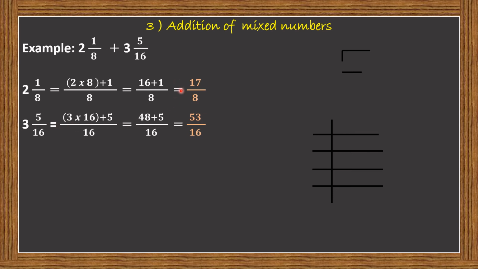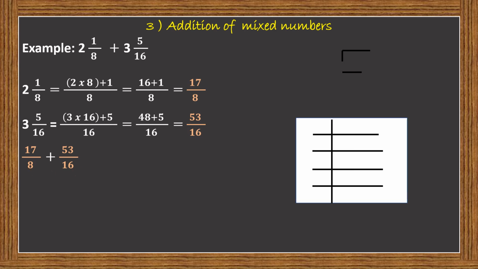Now this 17 upon 8 and 53 upon 16 we have to add. So let's arrange these numbers again. So it looks like this, 17 upon 8 plus 53 upon 16. Now we are adding these two numbers. We have to check first of all whether they are like or unlike. As the denominators 8 and 16 are different, these are unlike. So we have to make them like so that we can add the numerators. And to make them like fractions, we have to calculate the LCM of 8 and 16.